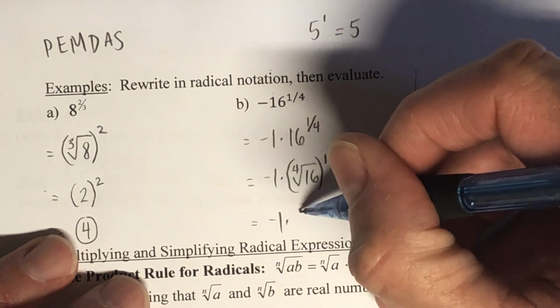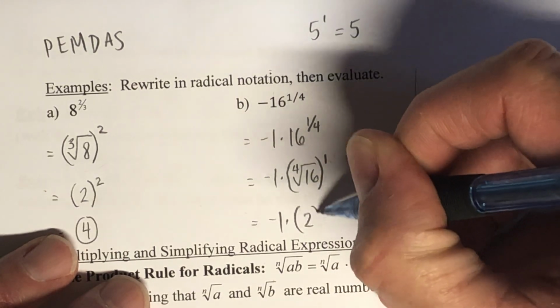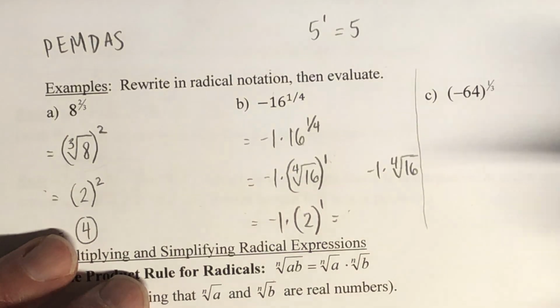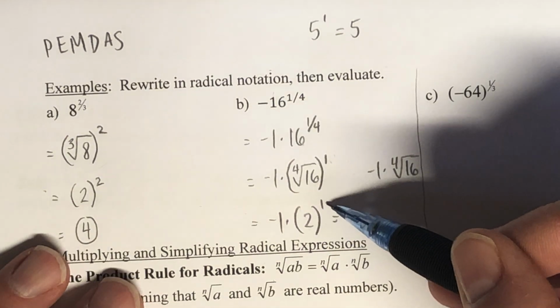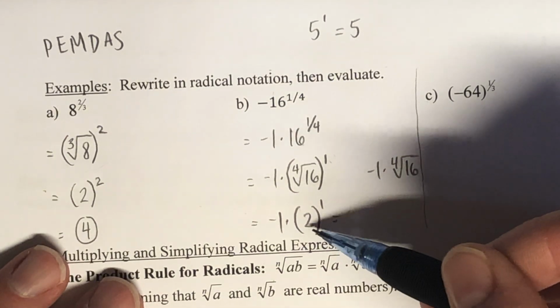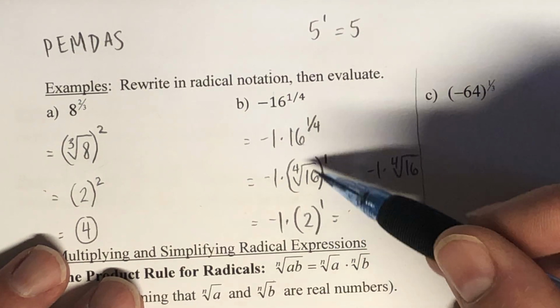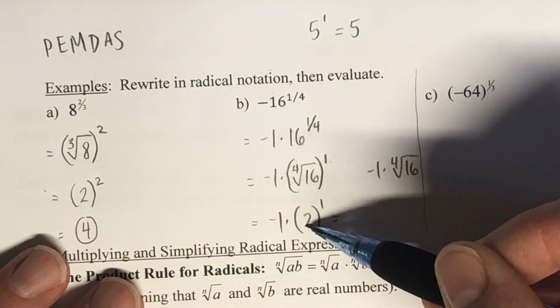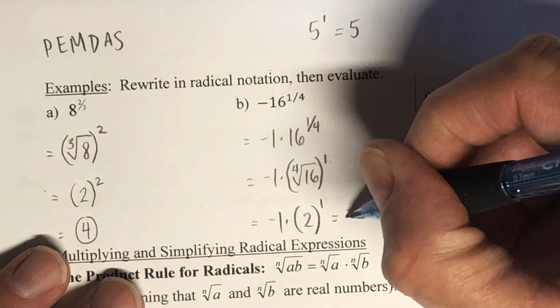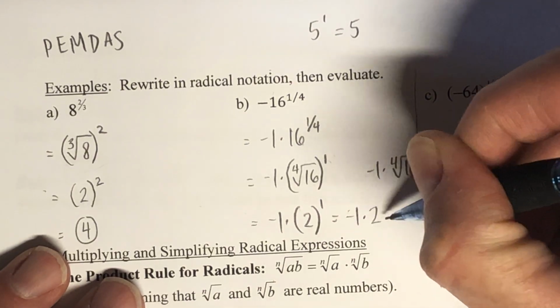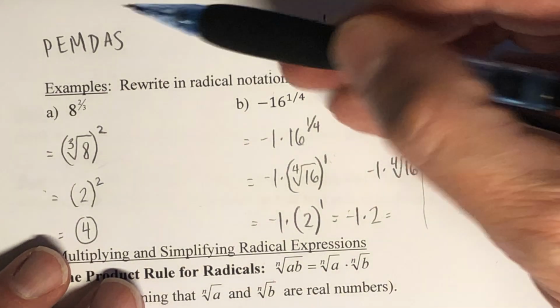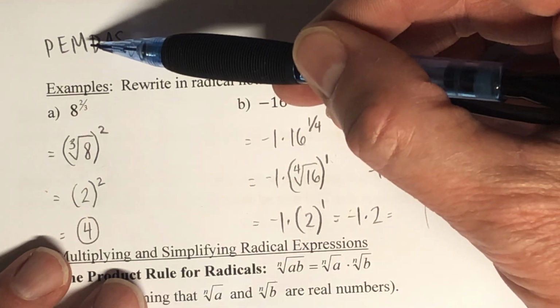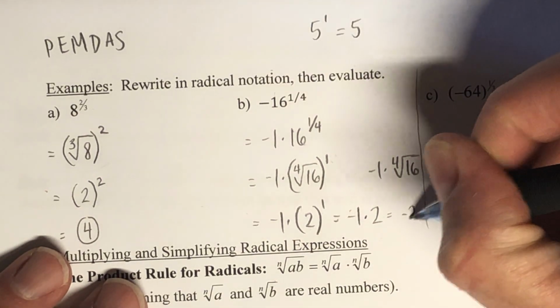The fourth root of 16 is 2, because 2 to the fourth power is 16. Then you do exponents, and as we've already hinted at, that's not going to change anything, but we still go through that process since we're using the second formula here. 2 to the first power is 2. And then the final answer, after we multiply by the -1, multiplication comes after exponents, would be -2.